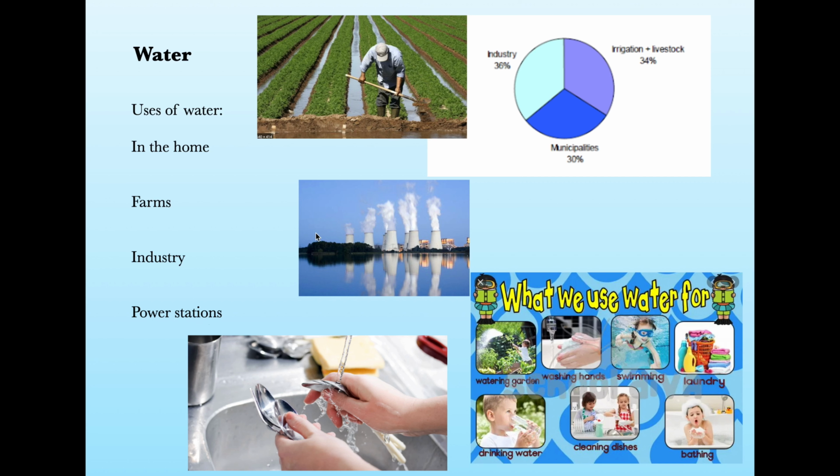These are cooling towers. Believe it or not, this isn't smoke, this is water vapor coming out of these towers. So in industry, typically we use water for cooling. We can use it in some chemical processes, but typically we use it for cooling. Nuclear power stations are always next to some large water source so they can cool themselves down. So you need to know some of these uses.